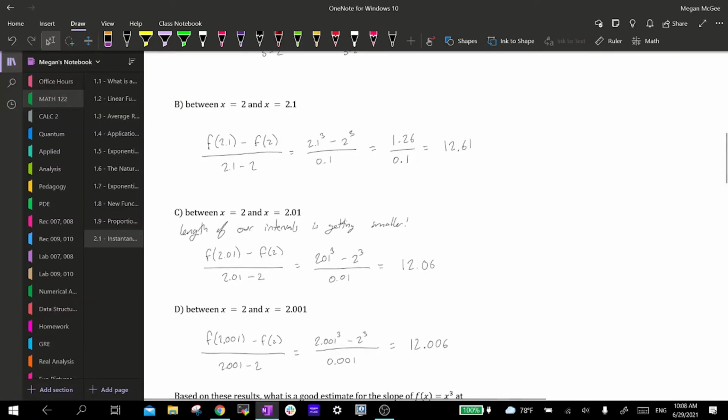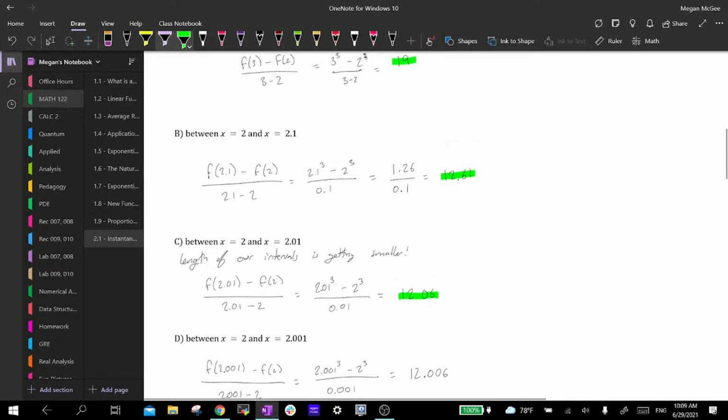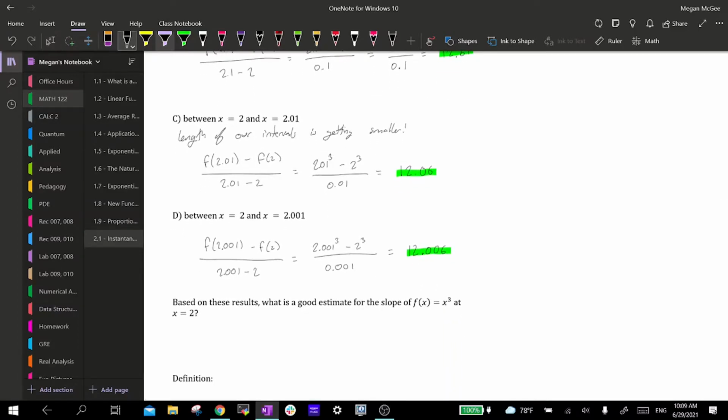Well, if we notice our answers here, the rate of change was 19 over the biggest interval, and then our rate of change went to 12.6, 12.06, 12.006. So it looks like we're honing in, getting closer and closer to the value 12. And if we kept going, maybe we'd get 12.0006, right? And we're getting closer and closer to 12. So a good estimate for the slope of x cubed at x is equal to 2 would be 12. If we could actually calculate it at the exact moment, it looks like it's going to be 12. So that's what we're asked here.